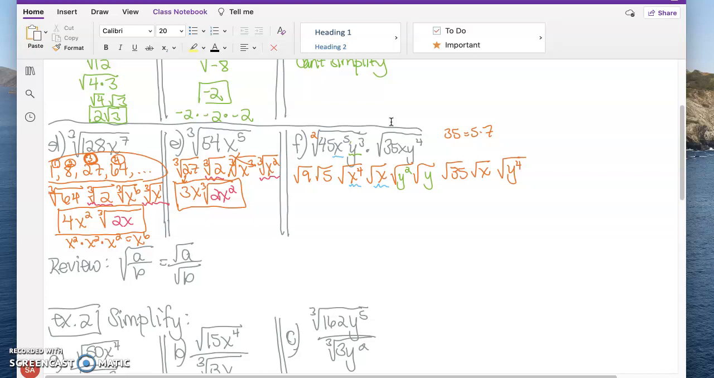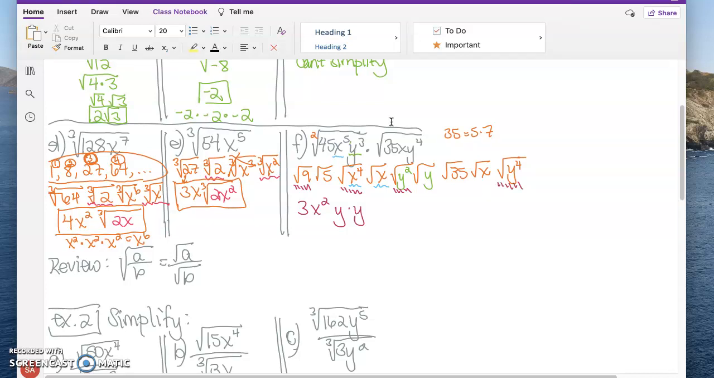Let's see what we can simplify. Let me find a different color. How about that? Okay, I can take the square root of 9. I can't take the square root of 5. I need a calculator for that. I can take the square root of x to the 4th. Square root of x is just square root of x. I can take the square root of y squared. I don't know the square root of y. I don't know the square root of 35. I don't know the square root of x, but I do know the square root of y to the 4th.